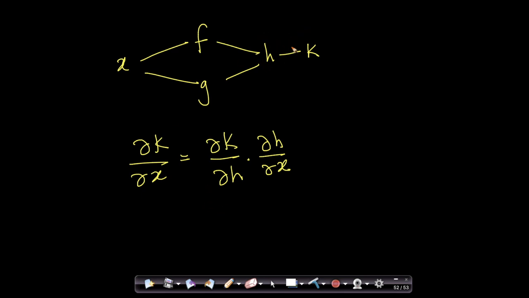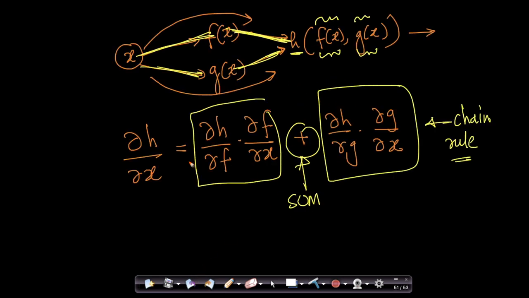Okay, let me color it differently. So I finished this step. This step is this. Now I have to figure out how to compute the derivative of h with respect to x. How do I do it? I've computed it earlier, right? Right here I wrote it.